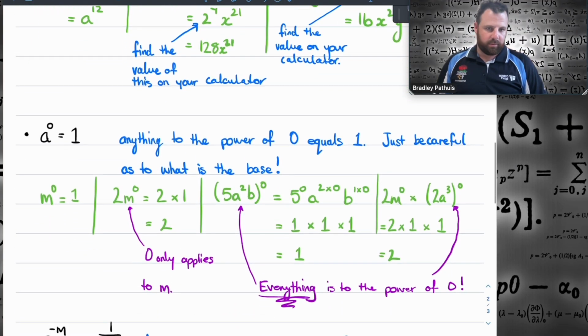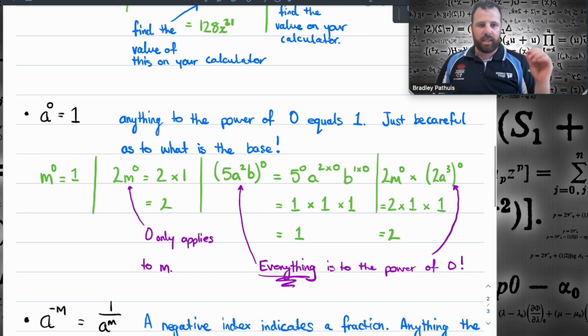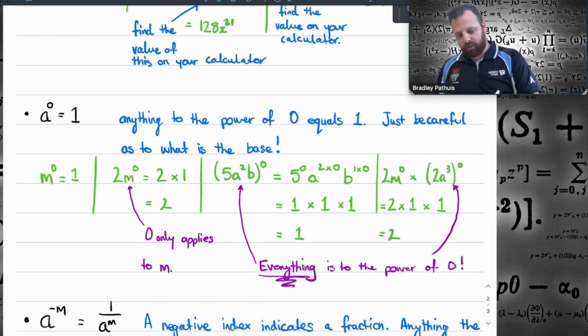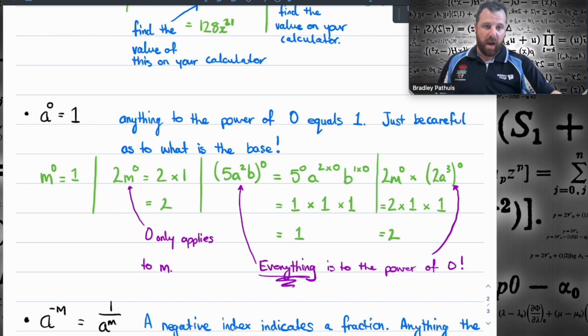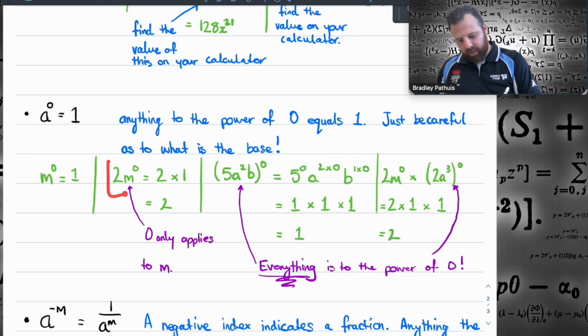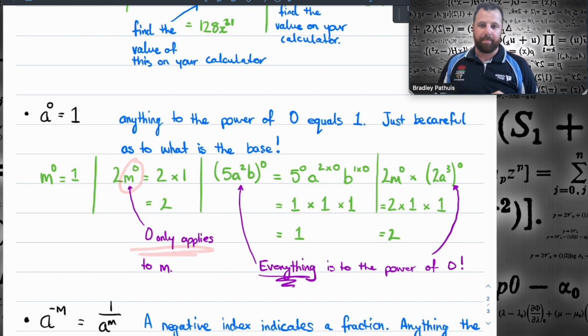One of my favorite ones, this index law. Anything to the power of 0 is equal to 1. However, you need to be careful as what is the base of our 0. So nice and simple to start off with, m to the power of 0 is 1. Next one across here, notice the 0, it only applies to m. So m is the only thing that becomes 1. So what we are left with is 2 multiplied by 1. Well, 2 multiplied by 1 is just 2.